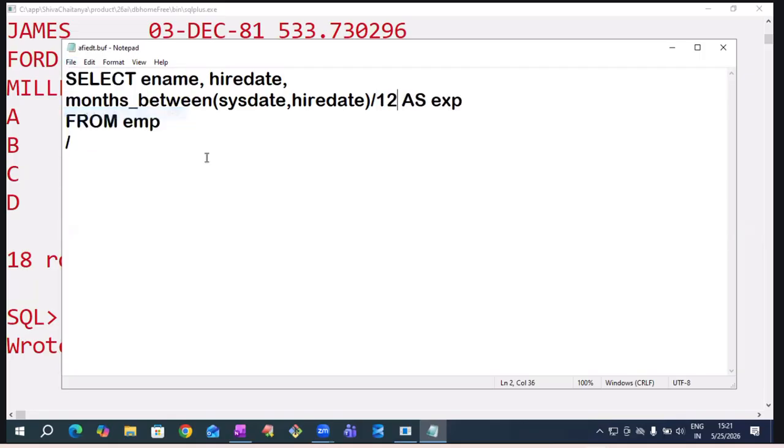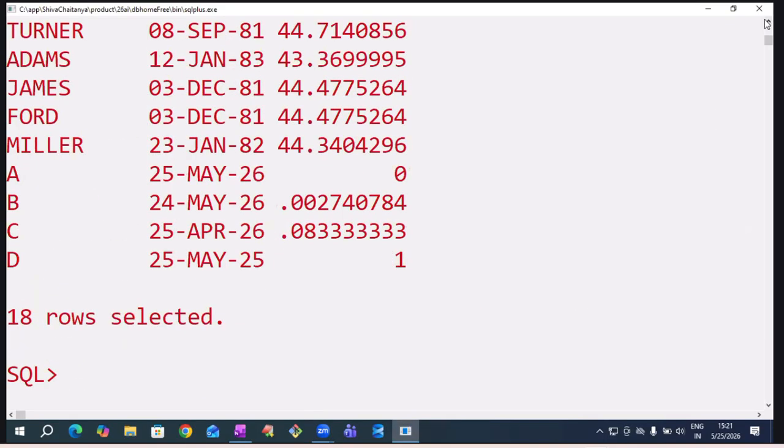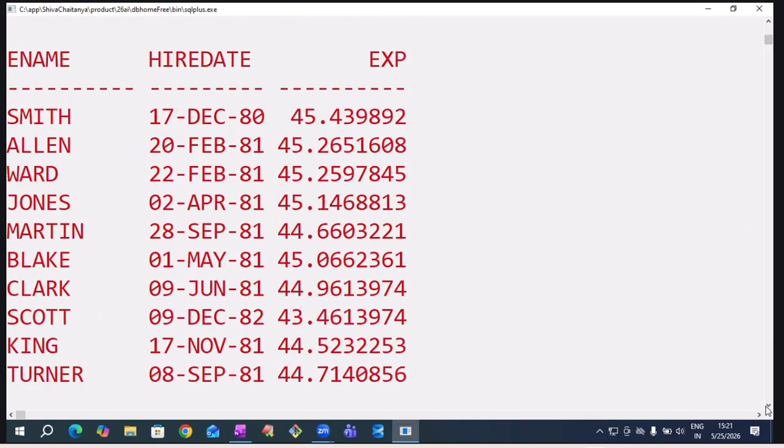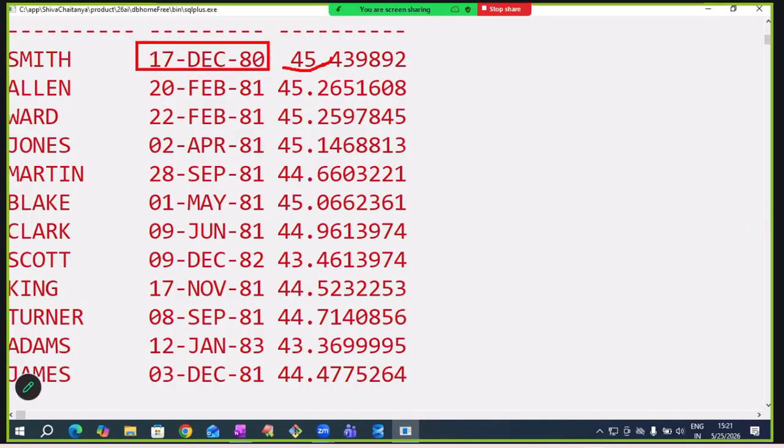Save it. Observe. We are converting to years here. So this employee has 45 years experience. But here some decimal places are there. Observe. Above 45, some more months experience is there. That is why we are getting these decimal places. But I want to consider this as 45 only. I want to remove decimal places.